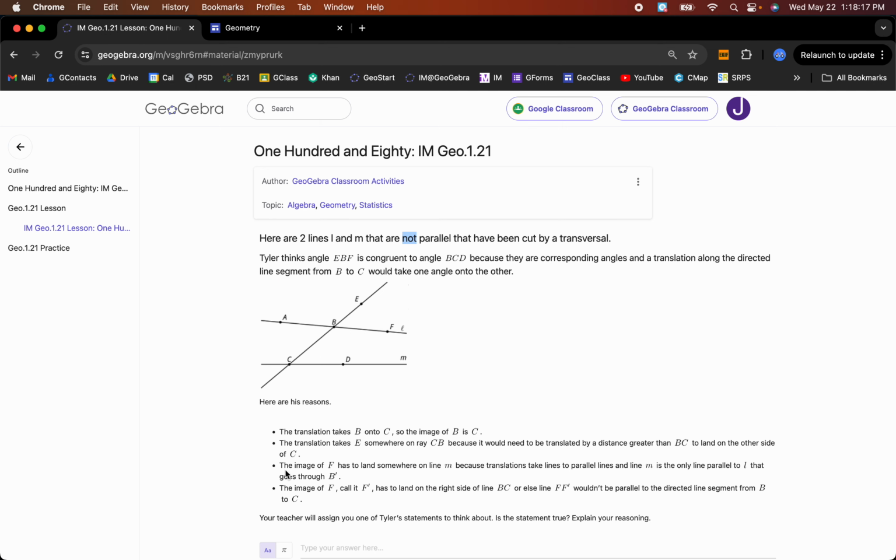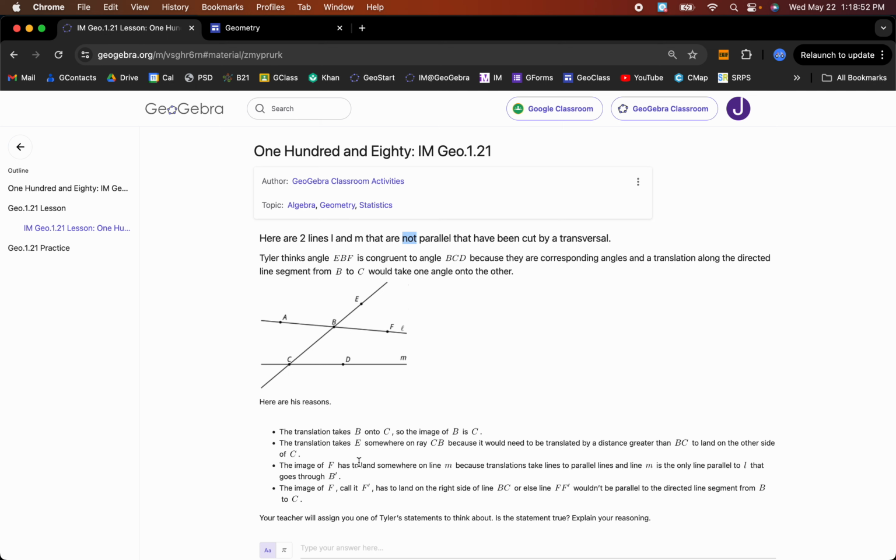The third thing he says is that the image of F, this point right here, after you move it, has to land somewhere on line M, on this line right here. And he says, because translations take lines to parallel lines, when you move a line, it'll end up creating a parallel line, and M is the only line that's parallel to L that goes through B prime, which is going to be C, because B is now B prime down here.